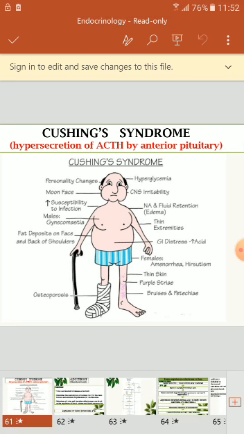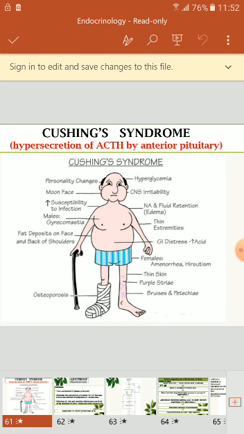As you can see in this diagram, a person may have some personality changes, hyperglycemia, moon face, increased susceptibility to infection, CNS irritability. In males, the most prominent feature is gynecomastia and fat deposit on the face and back of the shoulder. In females, there would be amenorrhea, hirsutism. Amenorrhea means absence of menses, and hirsutism is appearance of fine hairs on the face, on the chin, on the side of the face.